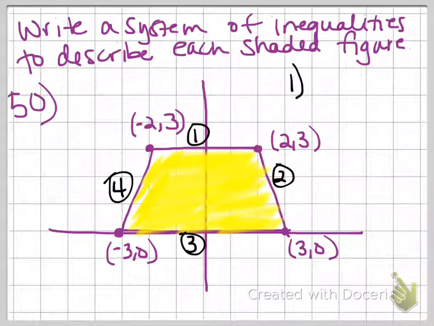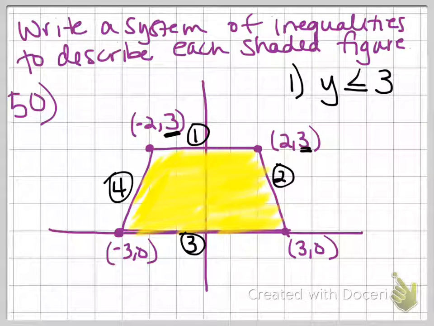Okay, so it's a horizontal line. That means that x can be anything, but y has to be a number. So y has to be 3, which you can kind of tell from the ordered pairs. Now I have to decide the sign. Now it is solid, so it's going to be equal to, and because it's shaded below, it's going to be less than or equal to. And now I just handled the first line. So now let's look at line number 2.